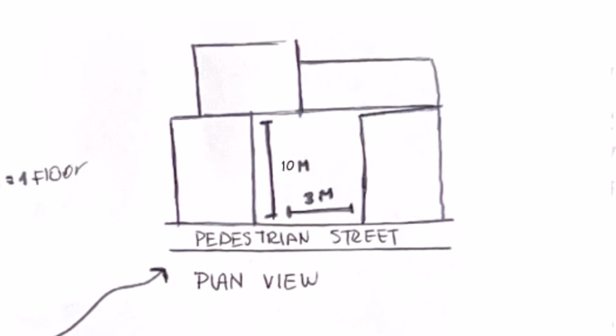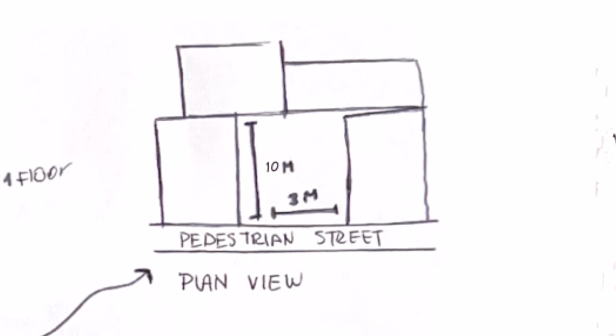Now let's move on to the plan view. The width is 3 meters and the length is around 10 meters. And at the front, we have a pedestrian street with a road. This is important because it means the building will interact directly with people walking by. So the facade will play a crucial role in attracting attention.